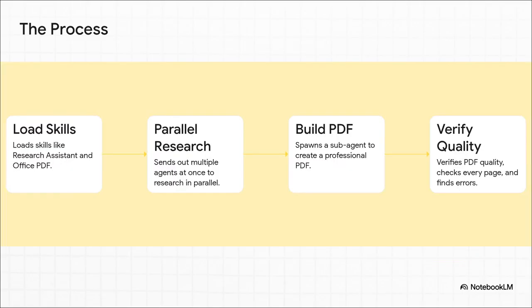Now look at what's happening behind the scenes here. This is so cool. It's not just doing one thing. It's loading the right skills, it's running multiple research agents at the same time to be faster, and it even spawns a whole separate sub-agent whose only job is to build the PDF. But here's the real kicker. It then verifies the quality of its own work, checking every single page for errors. It's not just doing the task, it's doing quality control on itself.